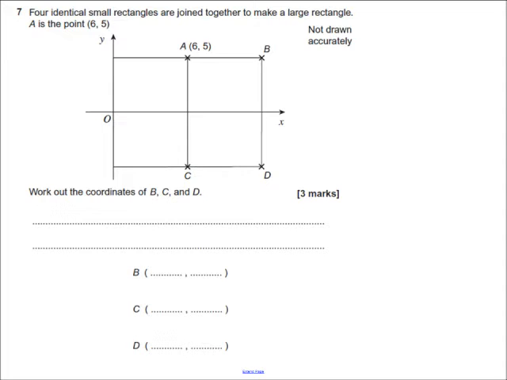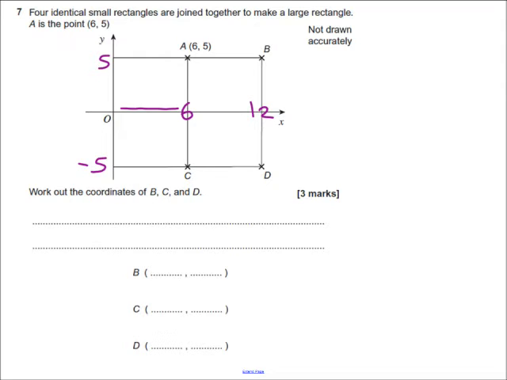So if A is 6, 5, on our x-axis, we know that this is 6. And we know that on our y-axis, this line is 5 high. So if all of the rectangles are the same dimensions, this must be minus 5 on the y-axis down here. So if we're looking at point B first, if it's 6 from here to here, it must be 12 from the origin to that point.